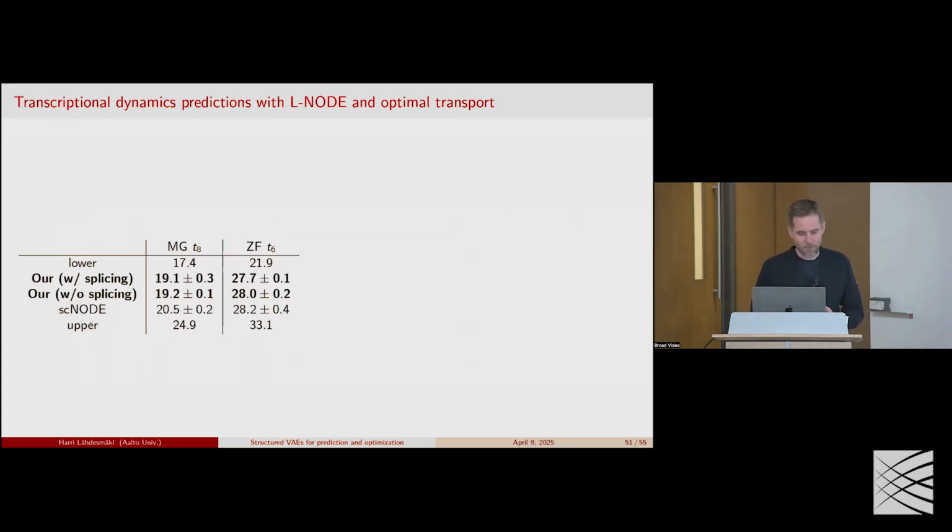Then we took a couple of datasets from mouse and zebrafish, and simply compared our modeling tool with one of the state-of-the-art models called scNode. These are the Wasserstein distances for later time points in this time series, given the initial part of the data, showing how well we can predict the population at later times, measured via the Wasserstein distance.